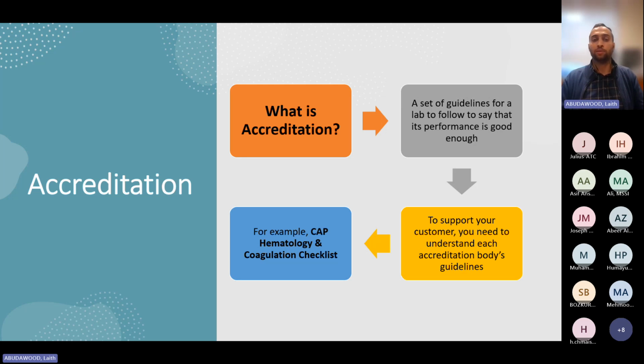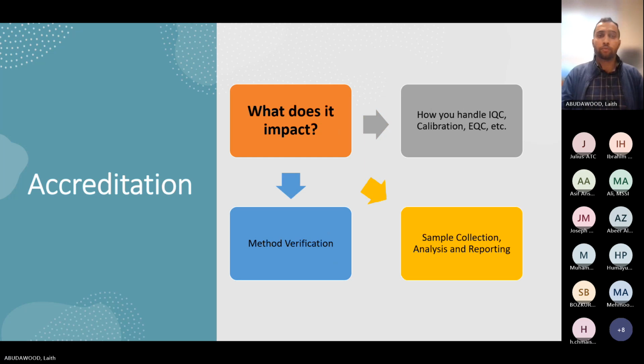In many cases, I had customers tell me, my QC is not acceptable, and so on, only to find that they're following the CAP guidelines wrong. And they're creating a headache for something that does not really exist. So it's very important for you really to know about accreditation.